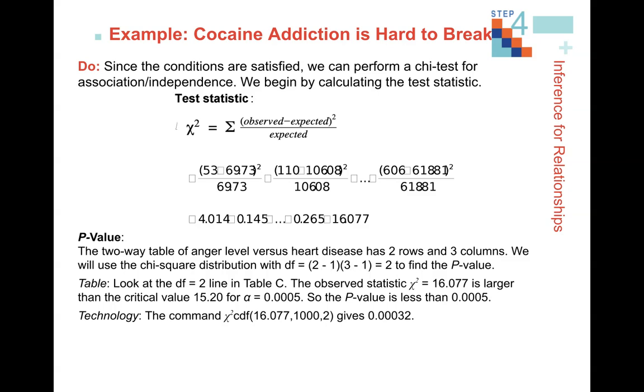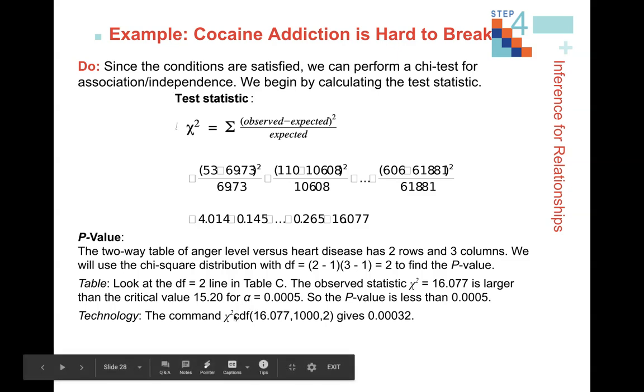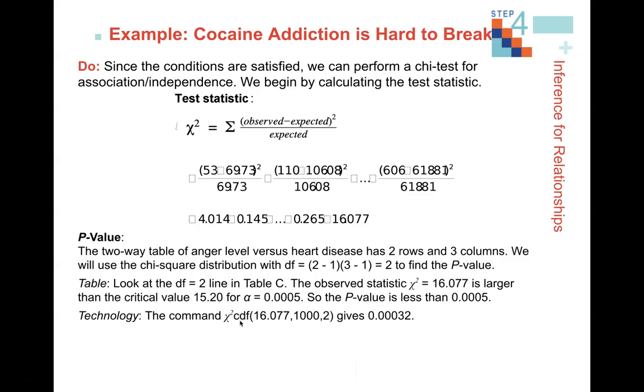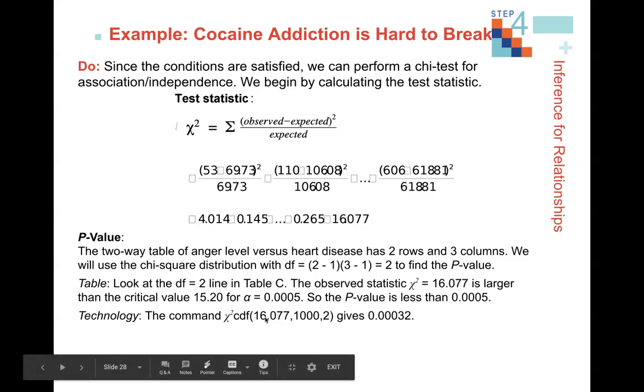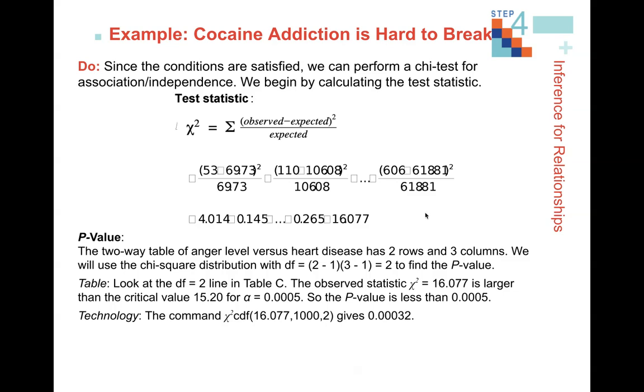To find the p-value, use your calculator. If you don't know how to use a calculator, or you're not using stat tests or whatever, once you have your chi-square test statistic, you can use chi-square CDF. Then the parameters you're going to put in are, well, what is the actual chi-square? It's 16.077 calculated here. 1000, comma 2. There's your DF right there. And it'll give you your p-value, which is extremely tiny, tiny, tiny.